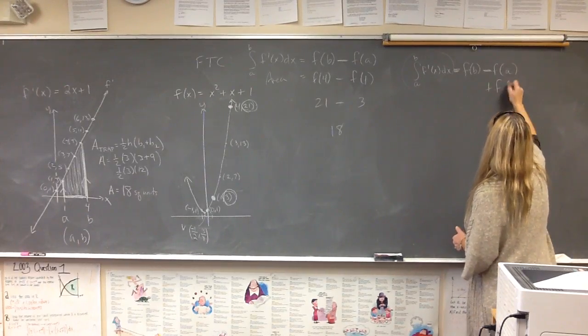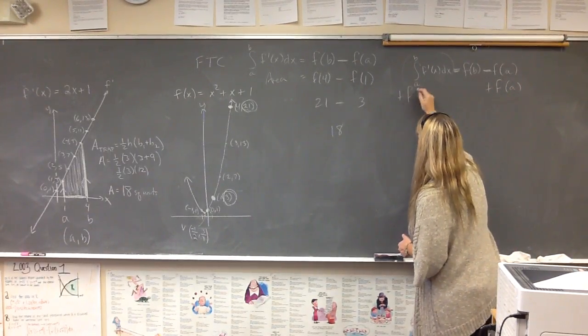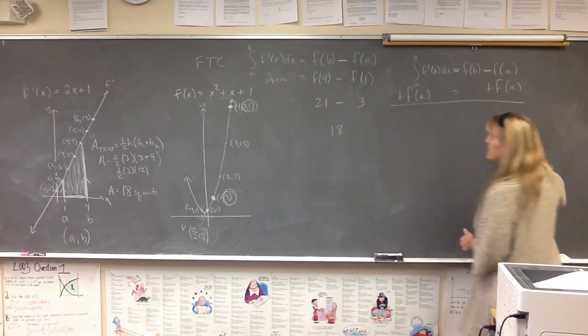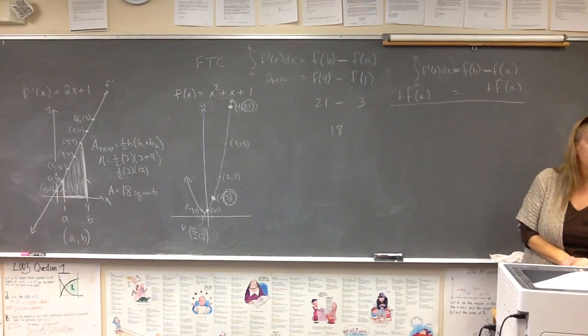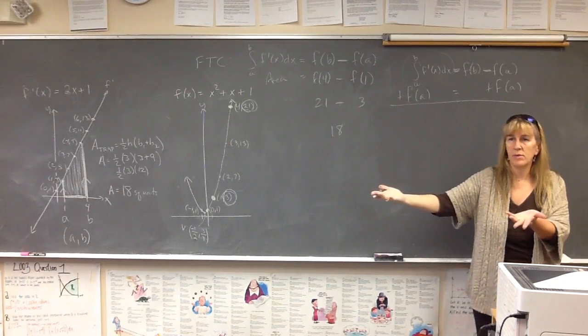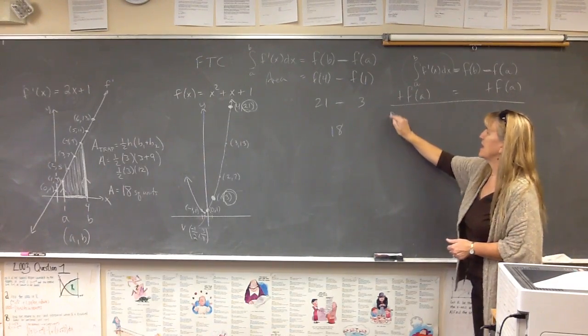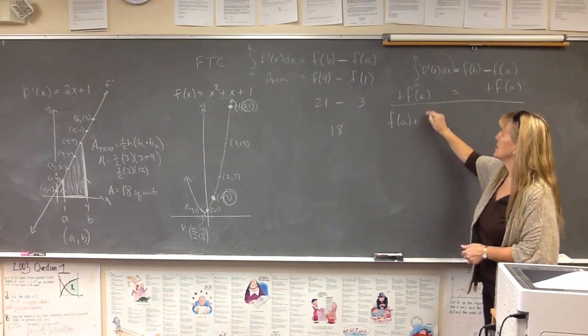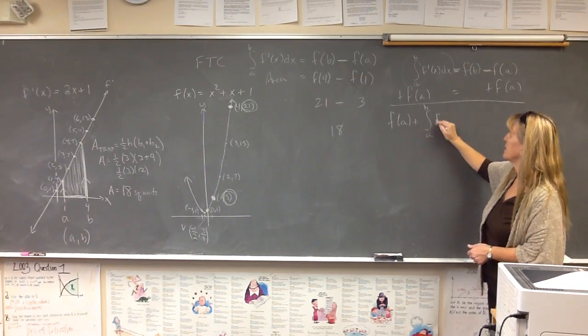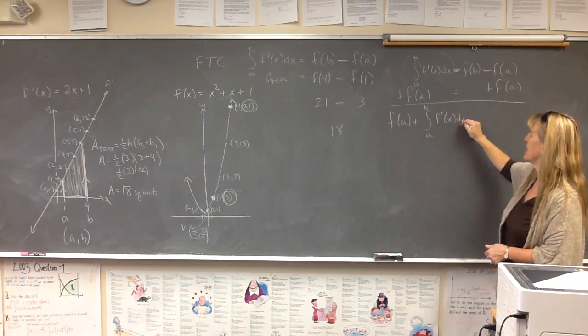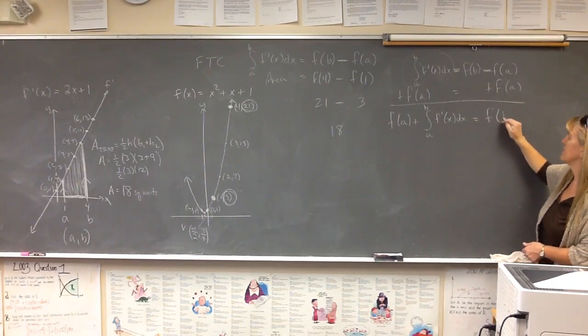I'm going to add f of a to both sides of the equation. Am I allowed to do that? Mathematically, I can add the same quantity to both sides of an equal sign, and I still get equal quantities. And now it's going to say f of a plus the integral from a to b of f prime of x dx is equal to f of b.